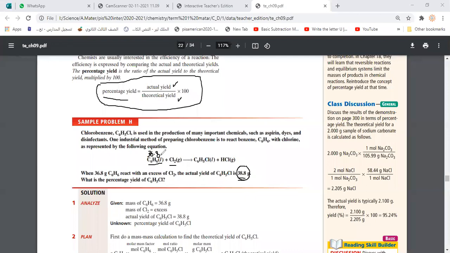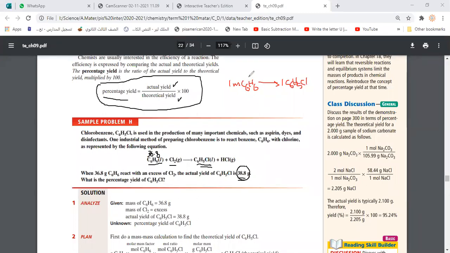We must predict how much this 36.8 is going to produce of chlorobenzene. So how are we going to solve this problem? First of all, we must use the equation. How many moles of benzene produce how many moles of chlorobenzene? One produces one. So 1 mole of benzene, C6H6, is going to produce 1 mole of C6H5Cl. So we get the ratio in moles, but actually we are working in grams, so we are supposed to convert this into grams, yes or no?